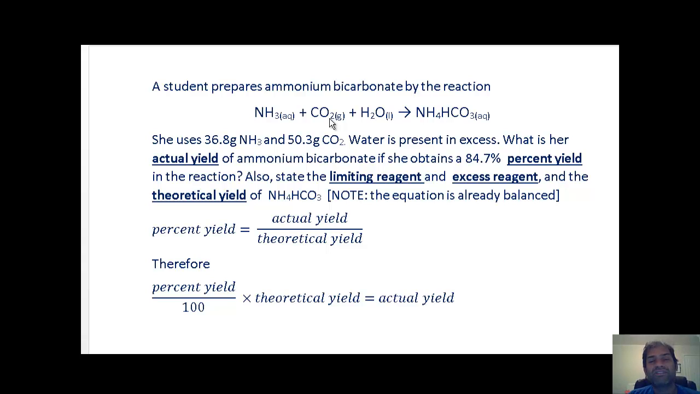So we need to ask ourselves scenario 1. In scenario 1, what is the yield of ammonium bicarbonate if all of the NH3 is used up? That is to say, if the NH3 was limiting, if all of it was used up, how much of this product can we theoretically get? So let's go ahead and ask ourselves that question and use stoichiometry to answer it.